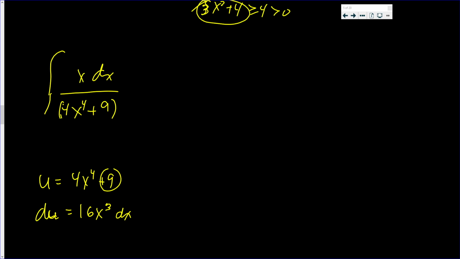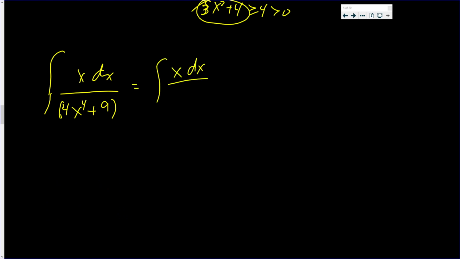So believe it or not, we're going to let u equal 2x squared. But let's motivate it first. The denominator is the sum of squares. 4x to the 4th is 2x squared, squared. This here is 2x squared, squared, plus 3 squared.